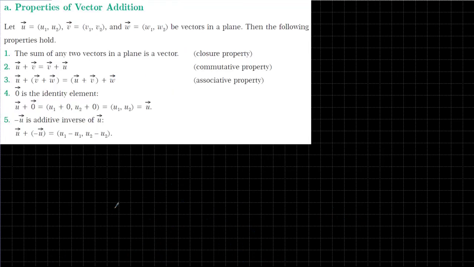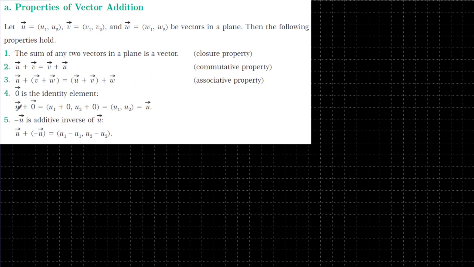Okay, here are the properties. Quickly I'm going to go through them. Closure property means that if the sum of any two vectors in a plane is a vector, again it is closure. u plus v and v plus u can be written interchangeably, this is the commutative rule. Associative rule: u plus v plus w, you can group differently and you are going to get the same result.